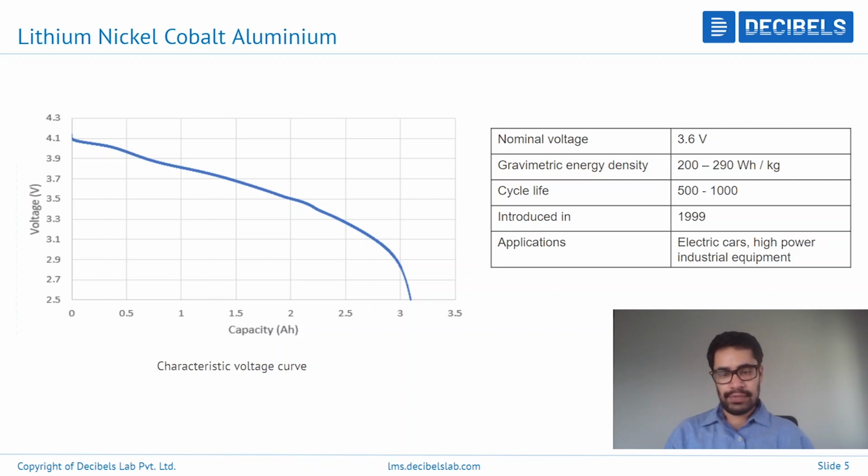On the left-hand side, you can see how exactly the voltage curve looks if you subject the cell to constant current discharge.